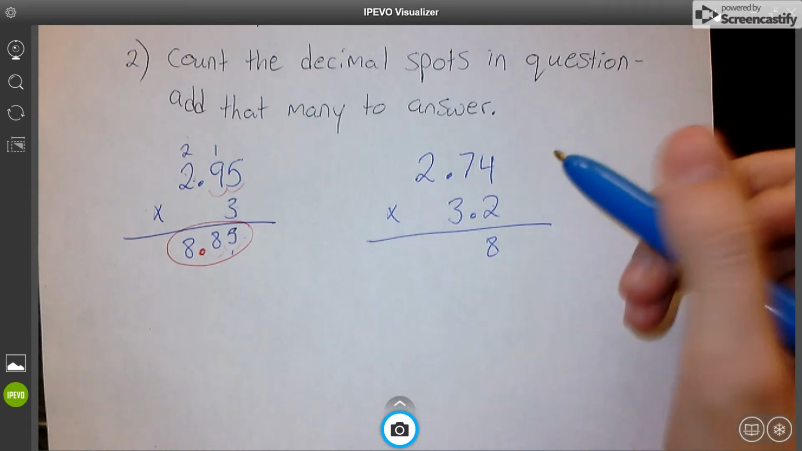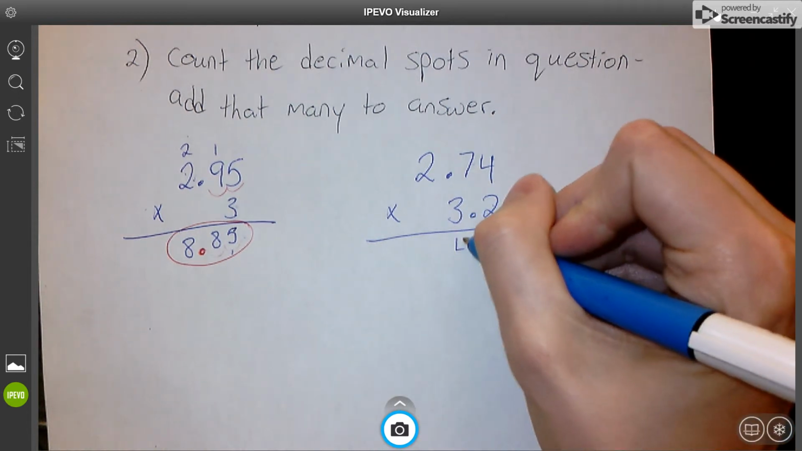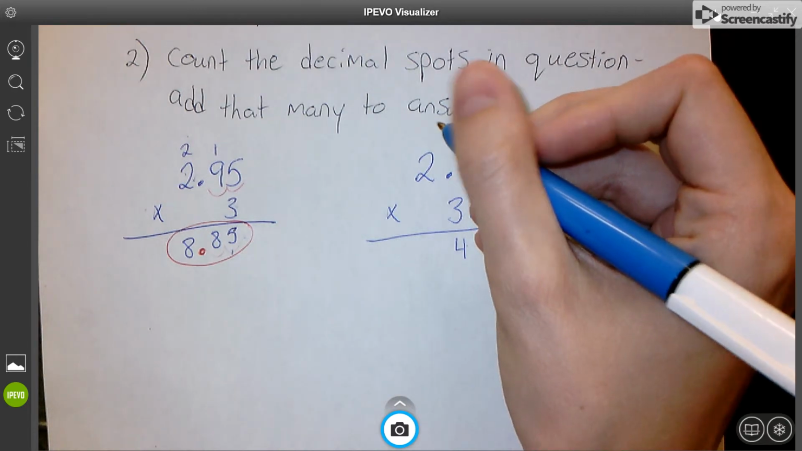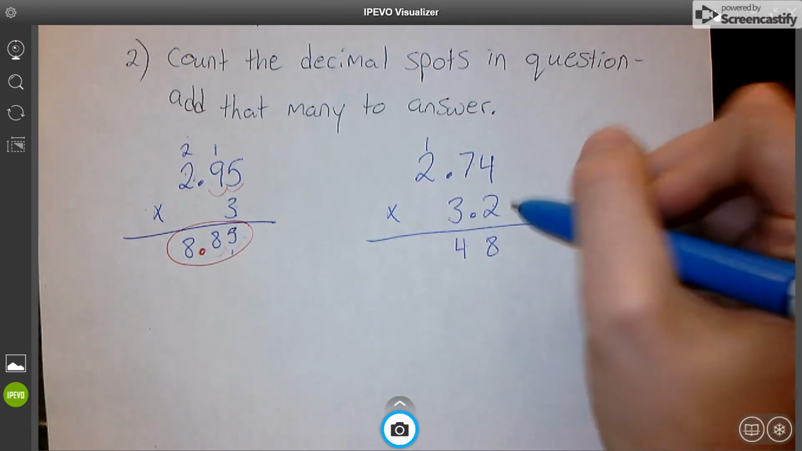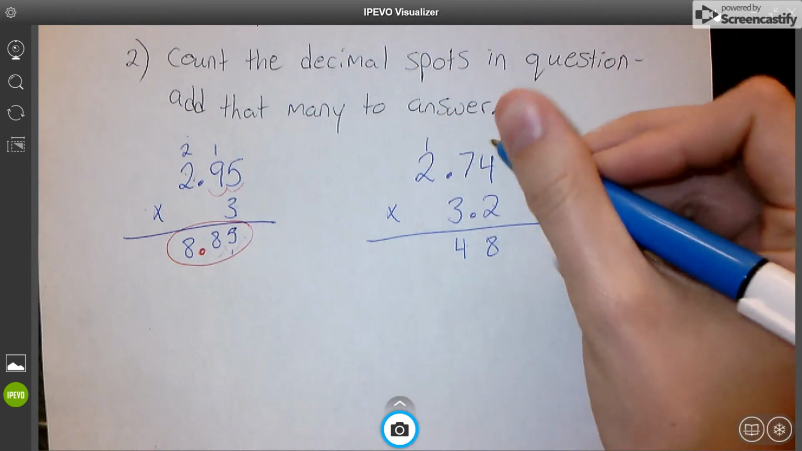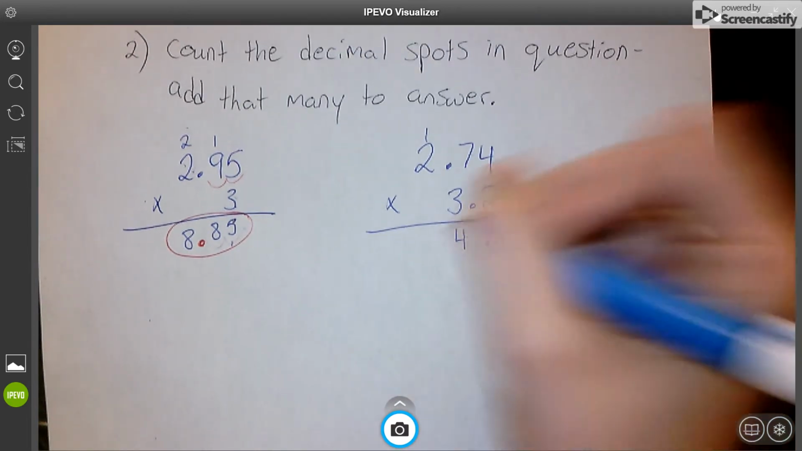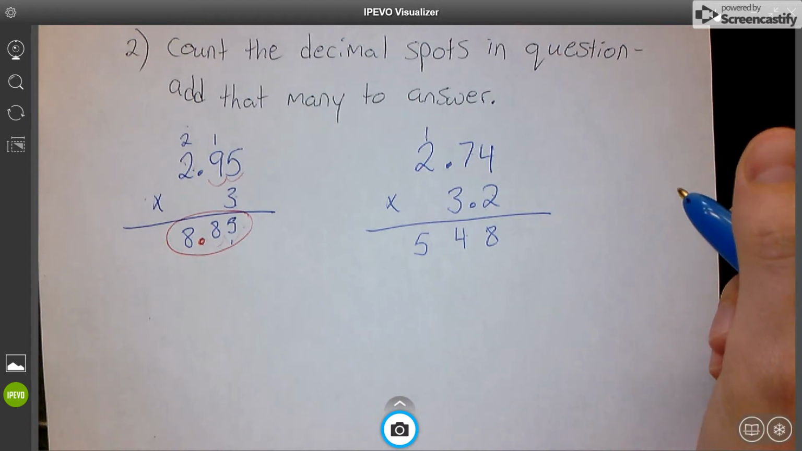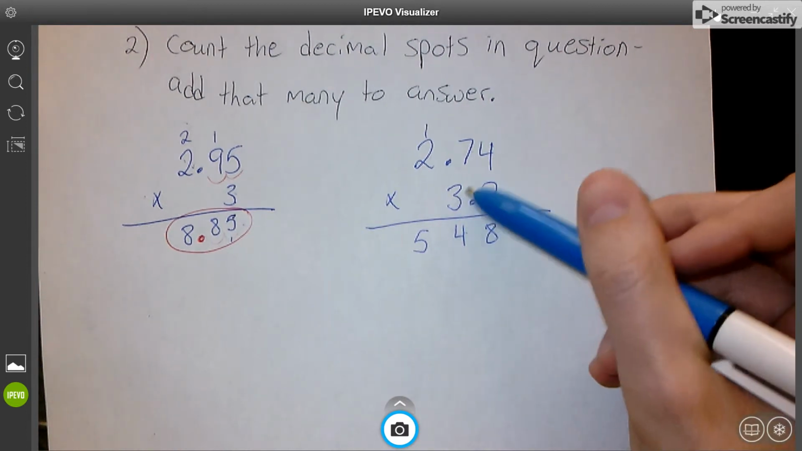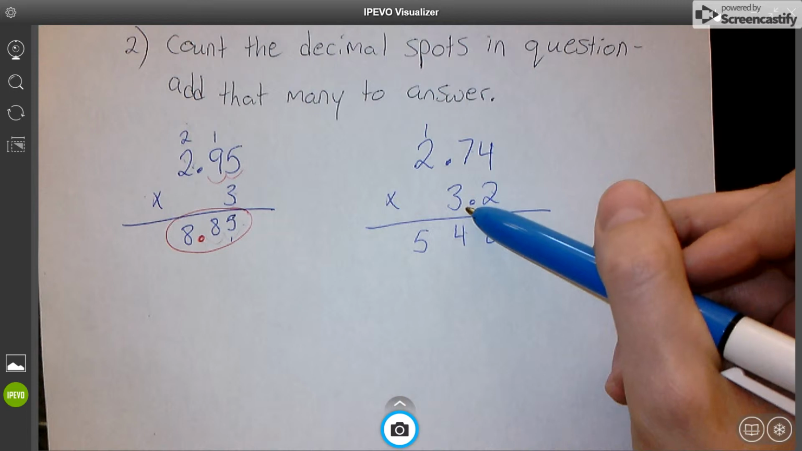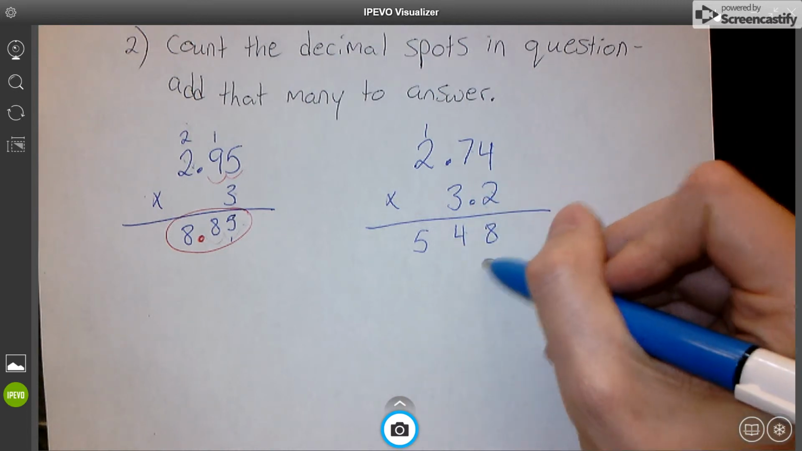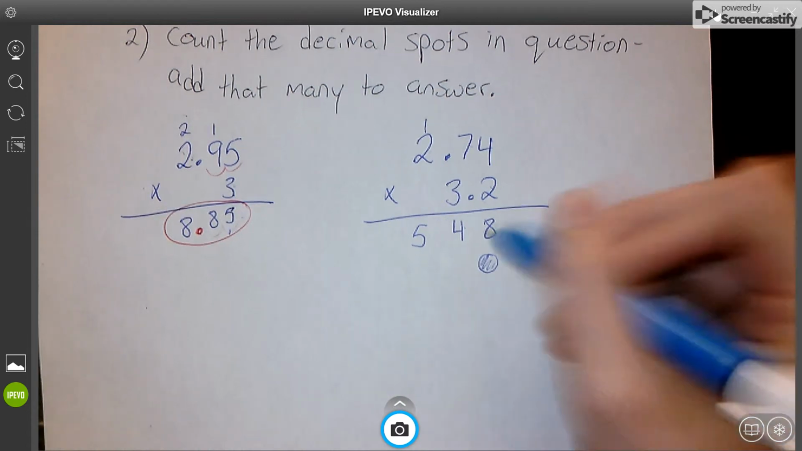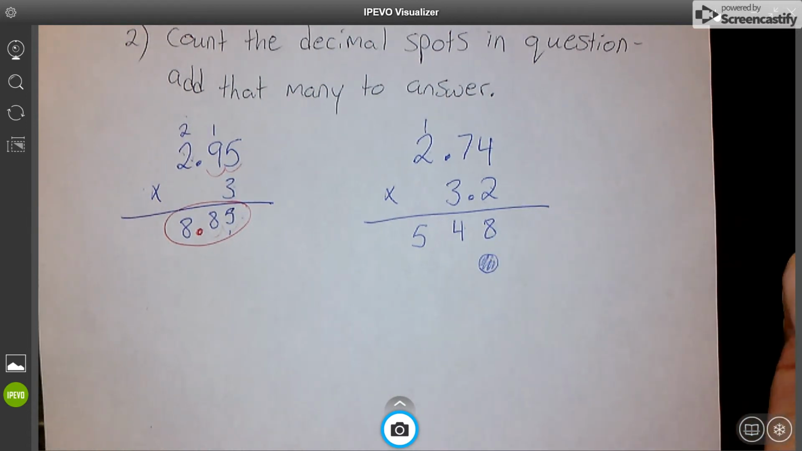2 times 7 is 14. The 4 can stay. The 1 must carry. And 2 times 2 is 4, plus your 1 is 5. Okay, when I go to my next row here, I'm on to my tens. So I need to leave, remember that kind of black hole 0, right? Remember that from whole numbers with black hole?